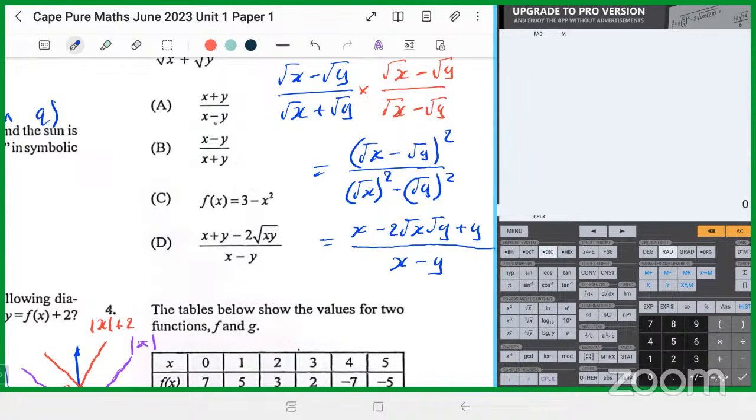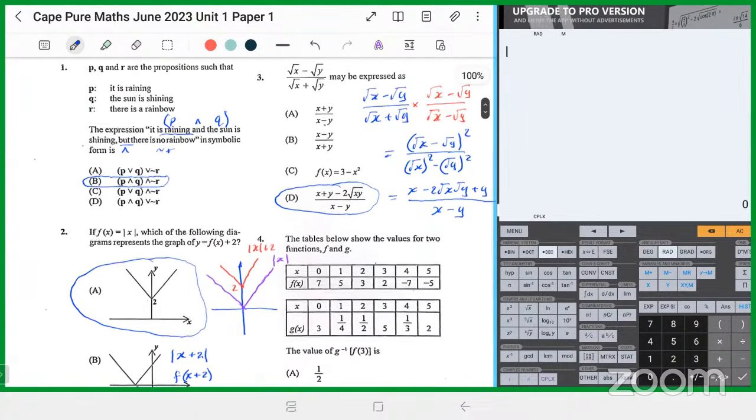So this answer is actually the last one right here. The x plus y is this x plus y. And you minus twice this. This product that we are seeing here is the same as this. And divided by x minus y. So the answer is really the last one here. All right, I already did too much work there.